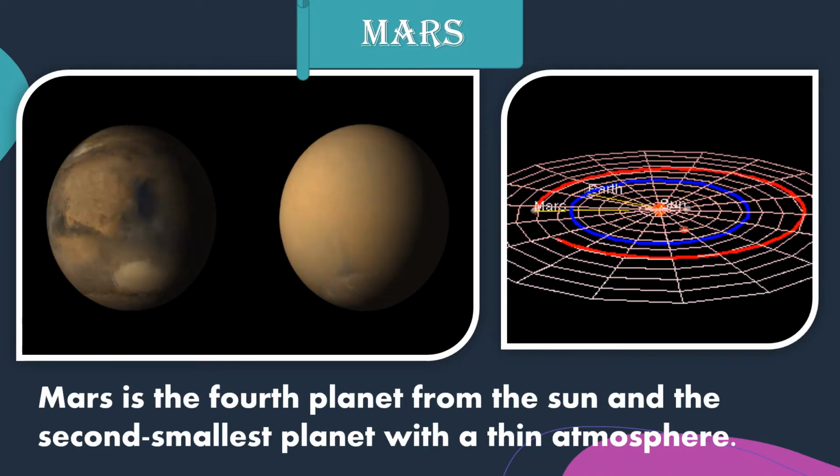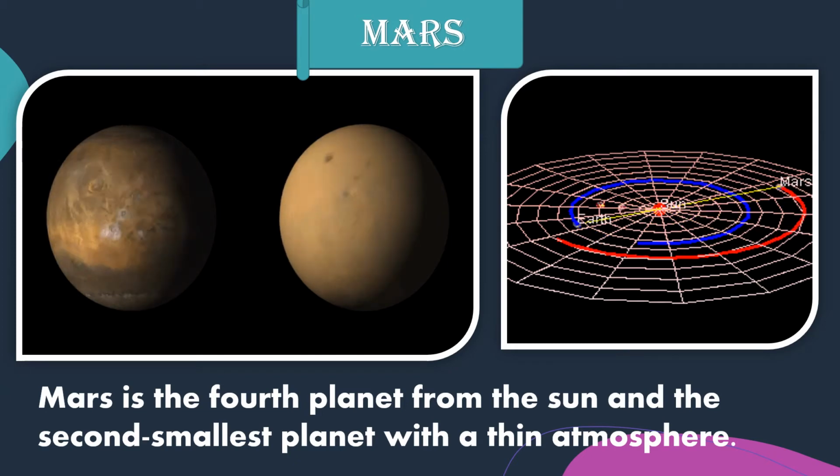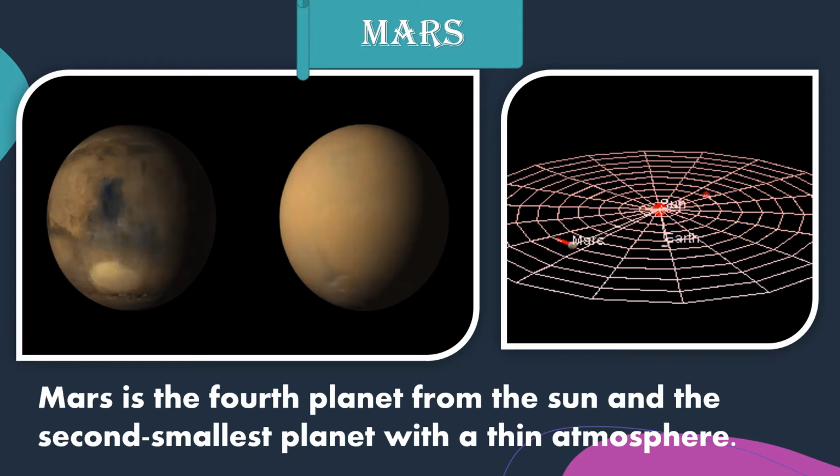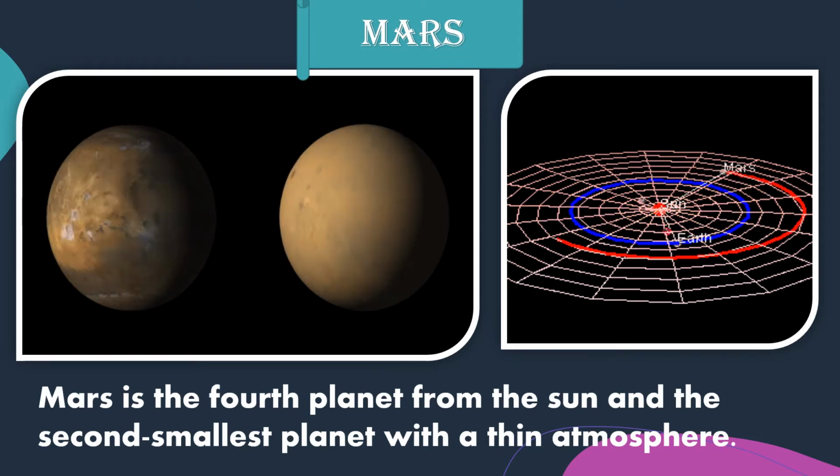Mars is the fourth planet from the Sun and the second smallest planet, with a thin atmosphere, having surface features reminiscent both of the impact craters of the Moon and the valleys, deserts, and polar ice caps of Earth.